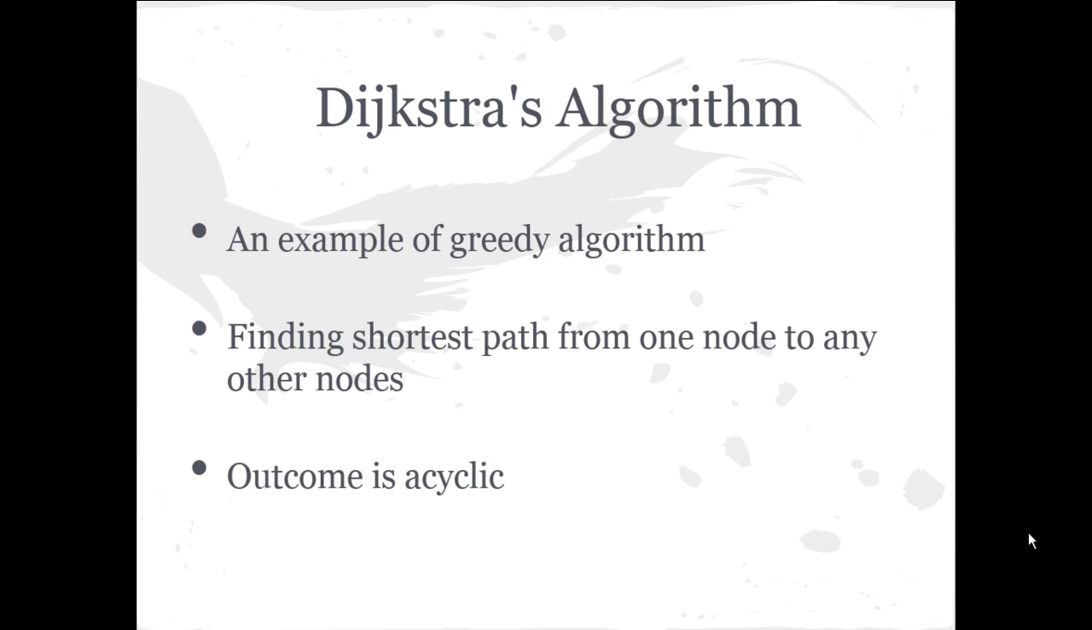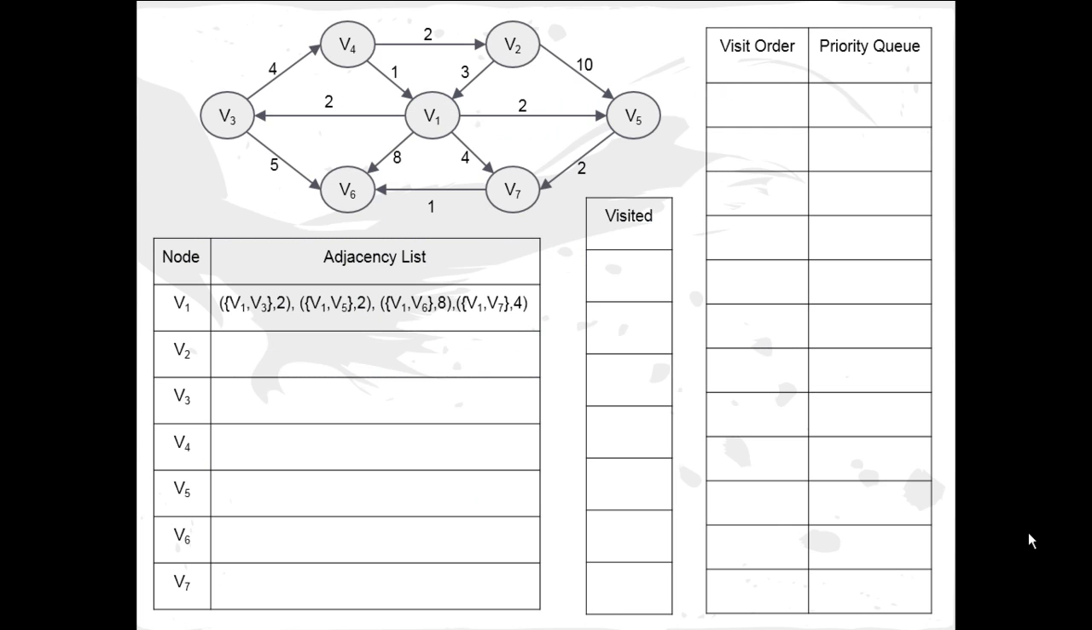And the outcome of Dijkstra's algorithm would be acyclic, which means that you're not going to see any cycle in the outcome of the algorithm. Let's consider an example. To program this algorithm, we need three things. We need an adjacency list, we need a visited list, and we need a priority queue.